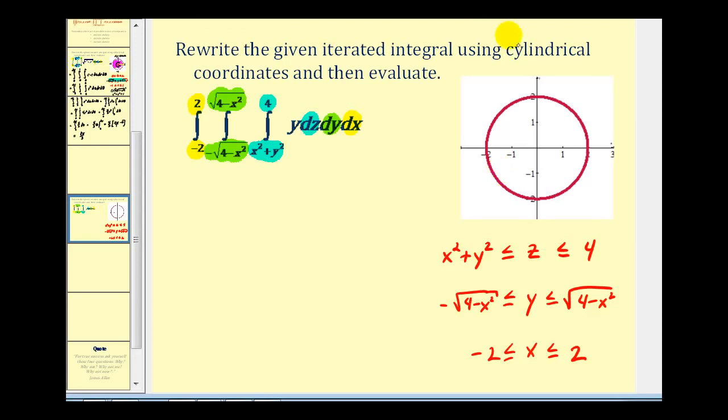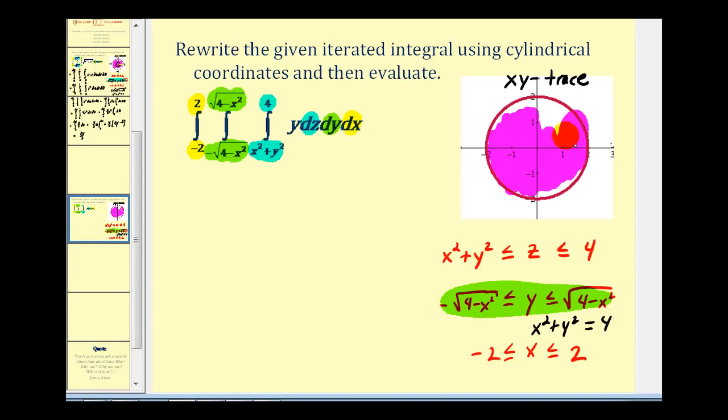And let's go ahead and take a look at the xy trace again. If we treat the right side of this as an equation and we square both sides, we'd end up with x squared plus y squared equals 4. And this tells us that our xy trace would be a circle with radius 2, as we see here. And this region inside the circle is going to help us determine the limits of integration with respect to r and theta. Let's take a look at this solid region of integration before we start.